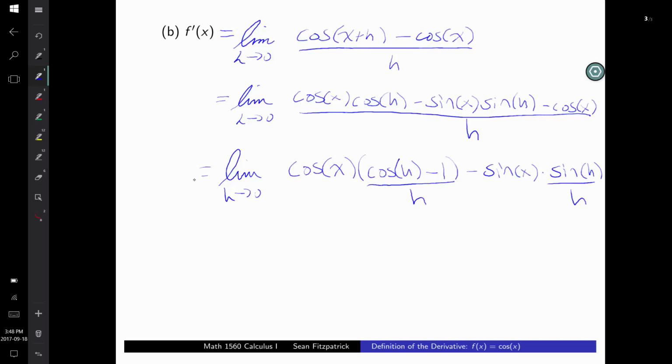And now I can take the limit of this whole thing, and I can take that limit term by term. Okay? And I know, again, that this limit is going to be 0. I know that this limit is going to be 1. And so I get my answer. I get minus sine x. And that's my derivative for the cosine function.